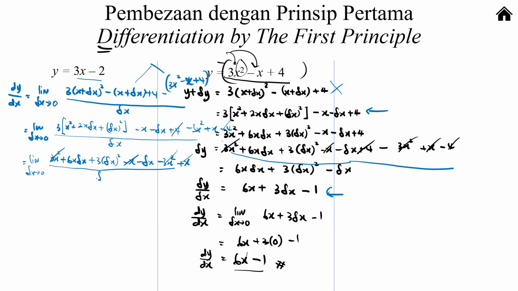In the formula, there is still delta x there, so delta x approaches 0. So what is left behind now is 6x delta x plus 3 delta x squared minus delta x.